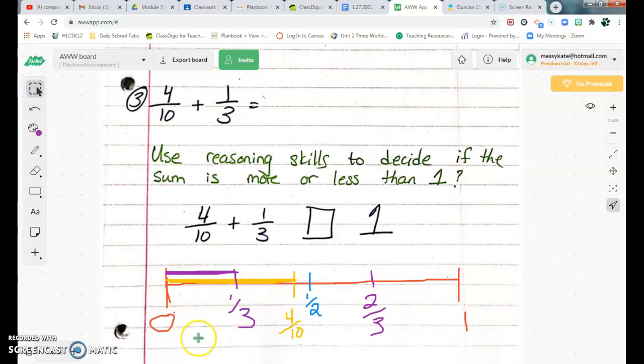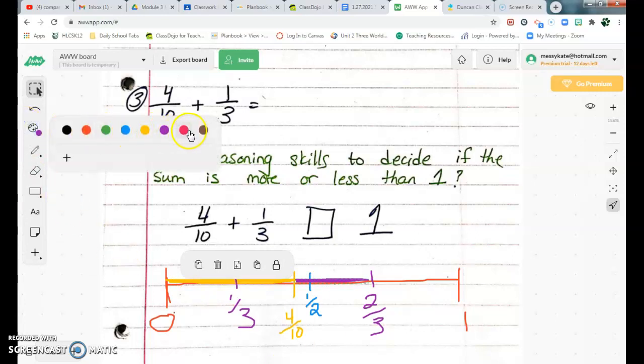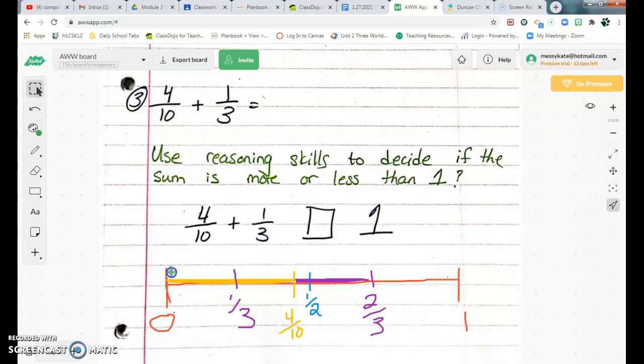I can go ahead and select this 1/3 and add it to my 4/10, and I can tell that this whole section right here that I just added, the 1/3 plus the 4/10, all of that is still going to be smaller than 1. Now, I didn't have to necessarily draw that out because I know that 4/10 is less than 1/2 and 1/3 is less than 1/2. If I am adding two things together that are both less than 1/2, it's common sense to tell me that it's never going to equal a whole.